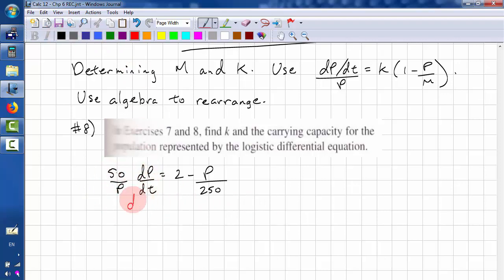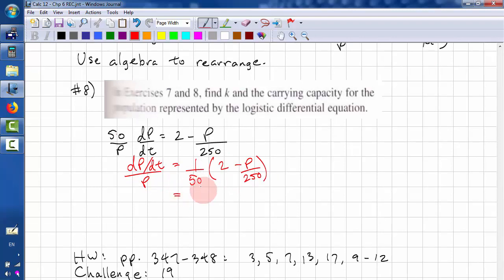First of all, we have dB/dt over p. That leaves us with 1 over 50. And just leave this in its original form. We need 1 minus p. So we need to factor out a 2. That means we divide by 2. 2 over 50. 2 divided by 2 is 1. And 1 over 250 divided by 2 gives us p over 500. Simplify this, we have 1 over 25, 1 minus p over 500.